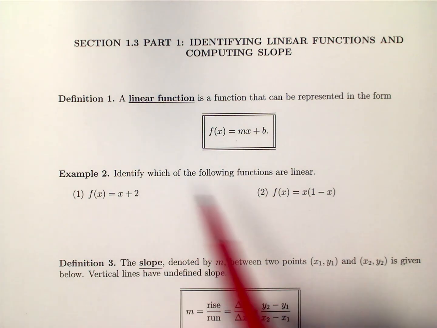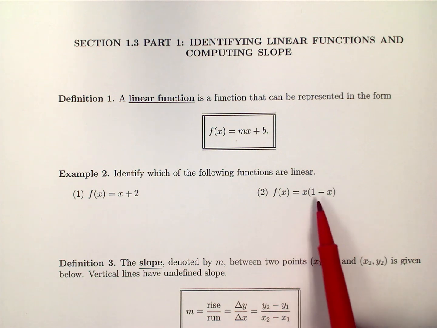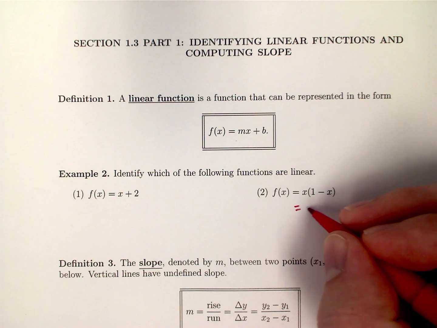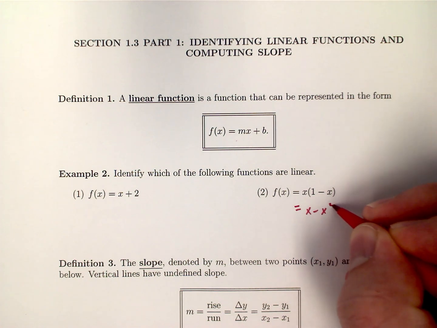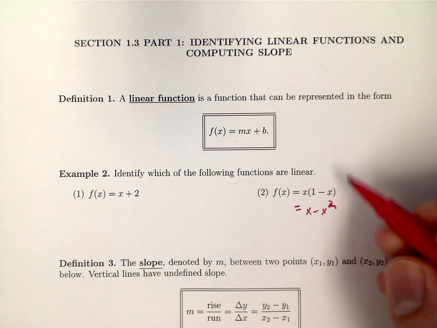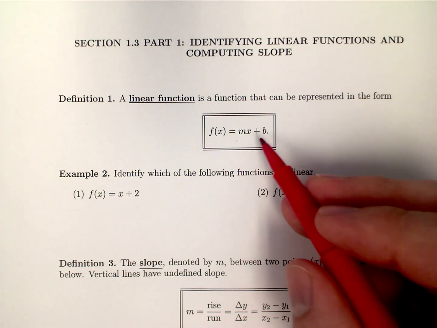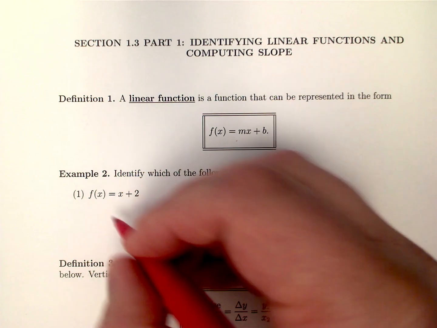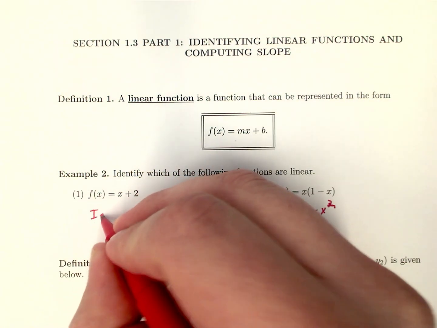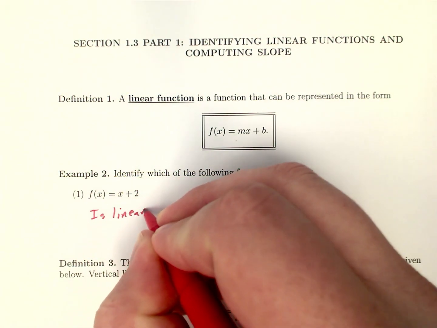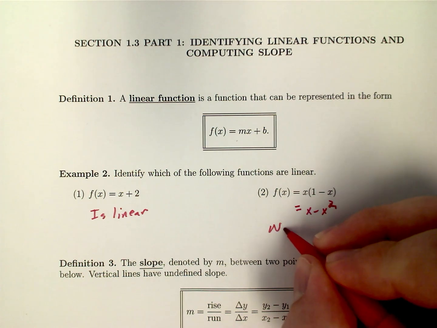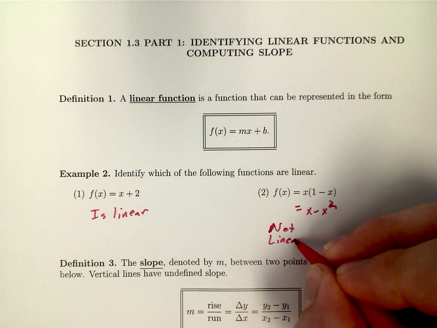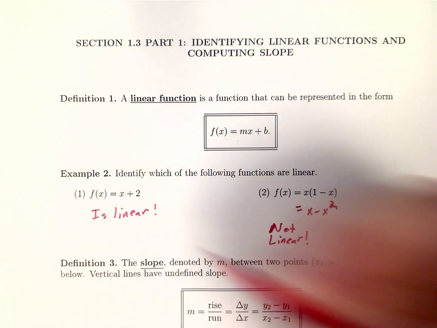However, this other function, for example, x times 1 minus x, if you distributed the x, you'd have x minus x squared. And anything with a power higher than 1 for the variable is not linear. So this is not linear. So this is linear. It's a linear function. Not linear.